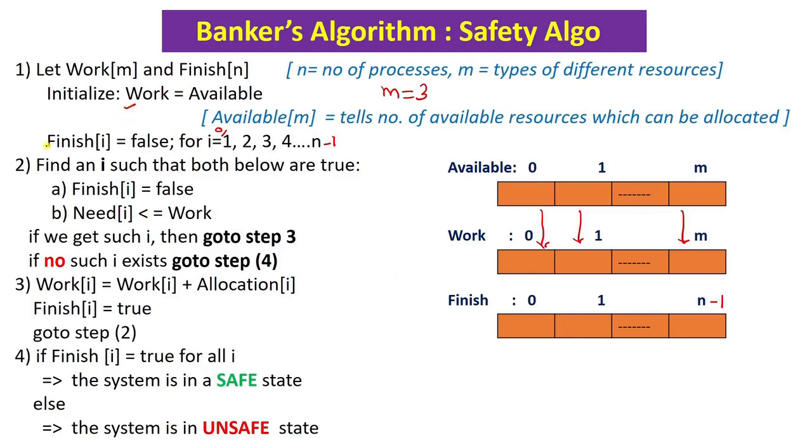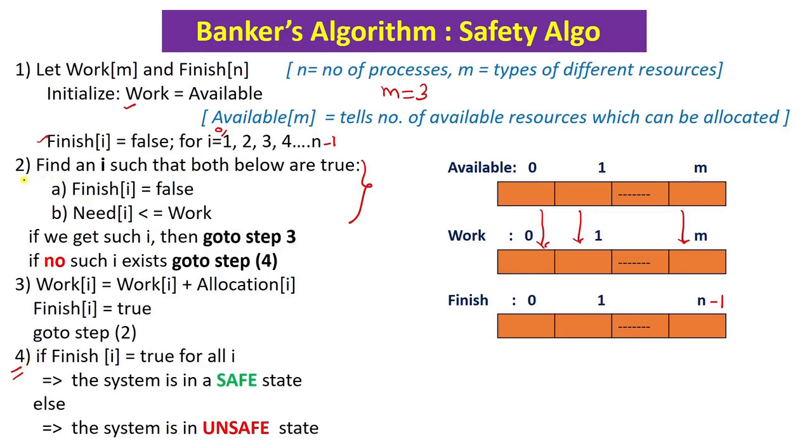After initializing the work array and finish array, we will go to our main algorithm. Here we will do this thing repeatedly, again and again, till we complete the request of each and every process, or we get stuck in an unsafe state. After doing these things we will go to step number 3, and after the second step is completed, we will finally go to the fourth step. This is the idea behind the working of this algorithm.